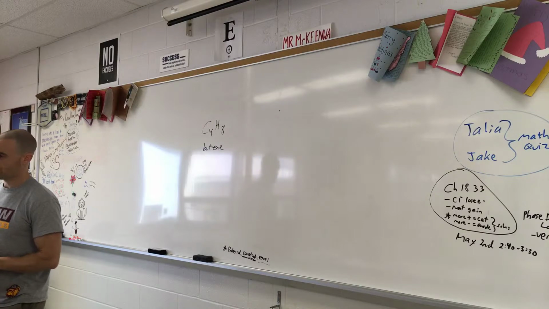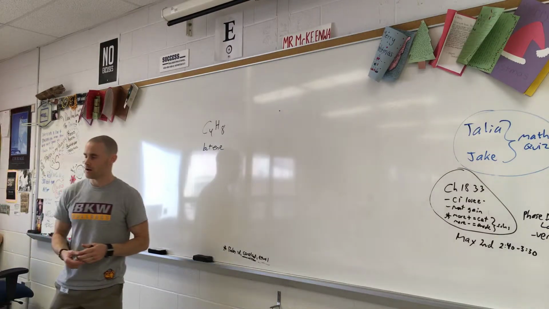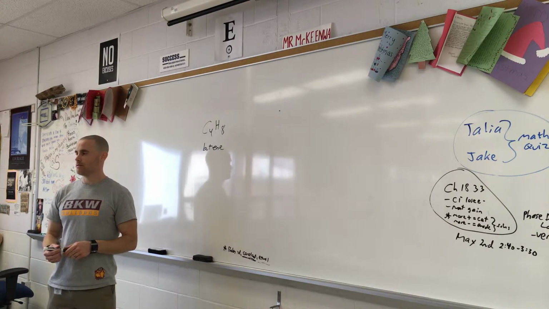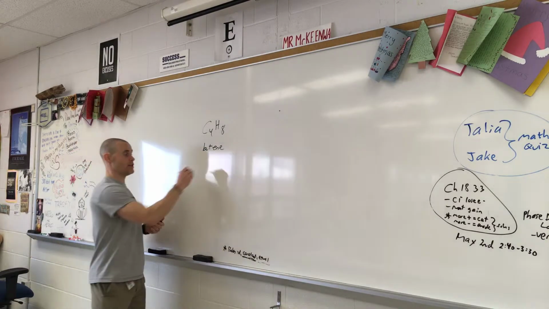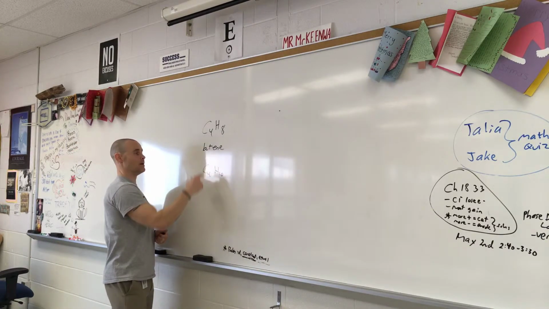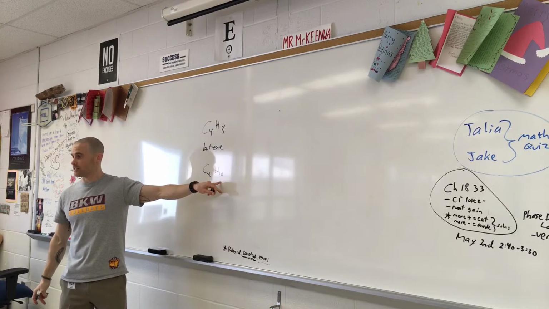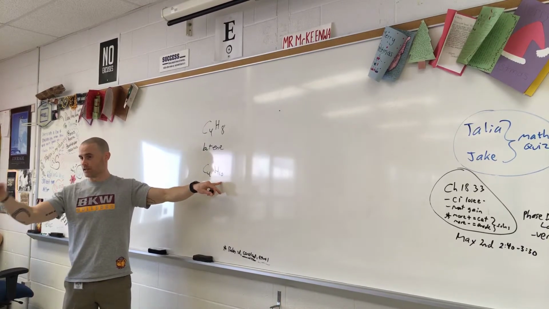So if it was H, say 10, would it be ANE? Yes, it would be butane. So C4H10 would be butane. It would be ANE because it's an alkane.